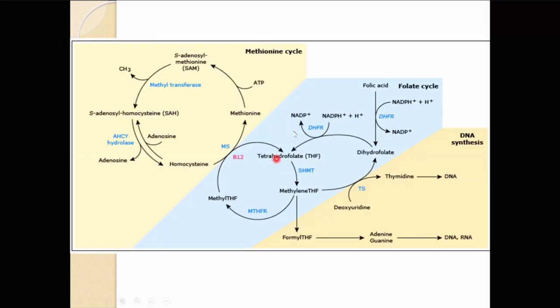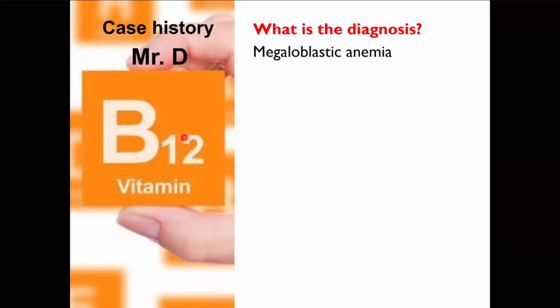So it's involved in this folate cycle, and B12 is also involved in this methionine cycle in the formation of DNA. So now the diagnosis of our second case is megaloblastic anemia. So how would you manage this patient now?